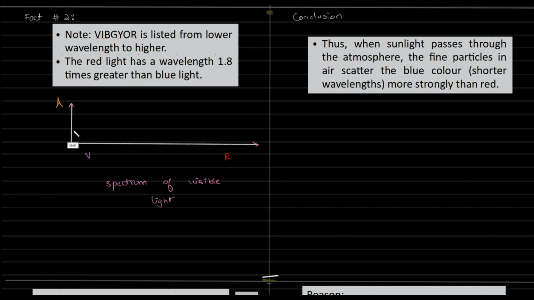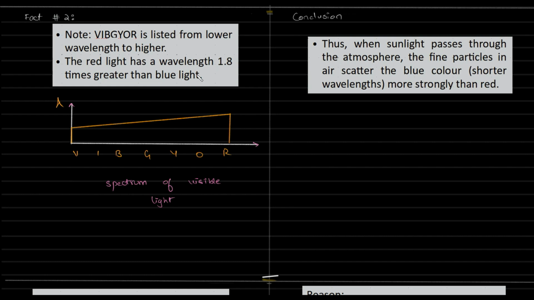So violet will have a certain length, and the red has the double of it almost, and this is your diagram. Okay, along this length you have VI, BG, YOR.